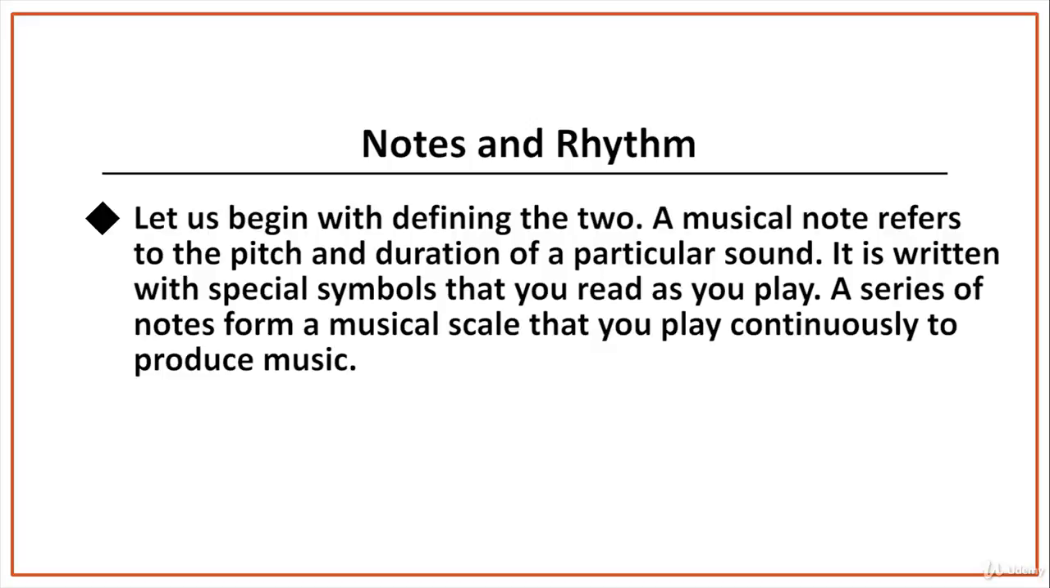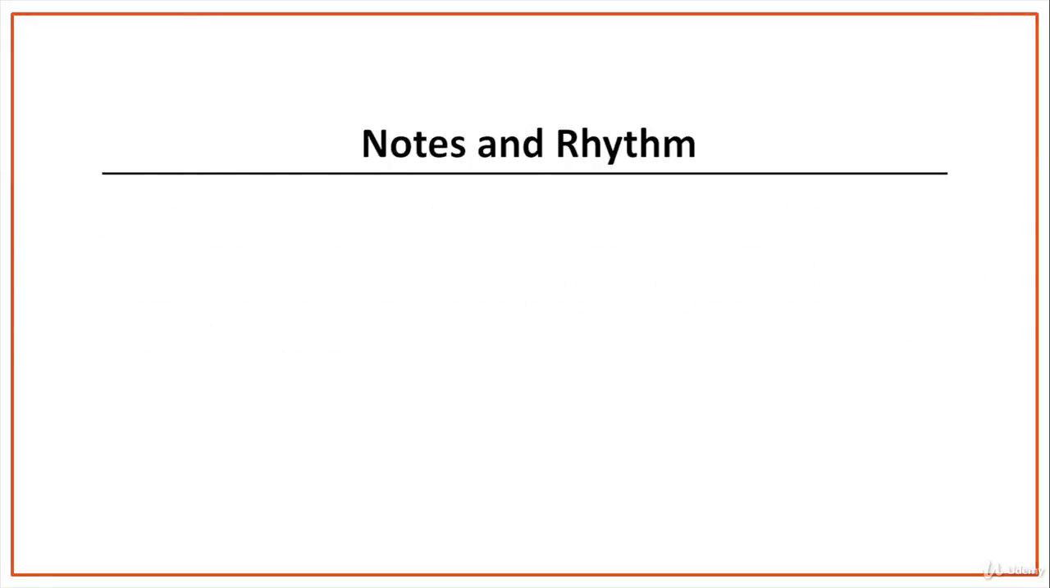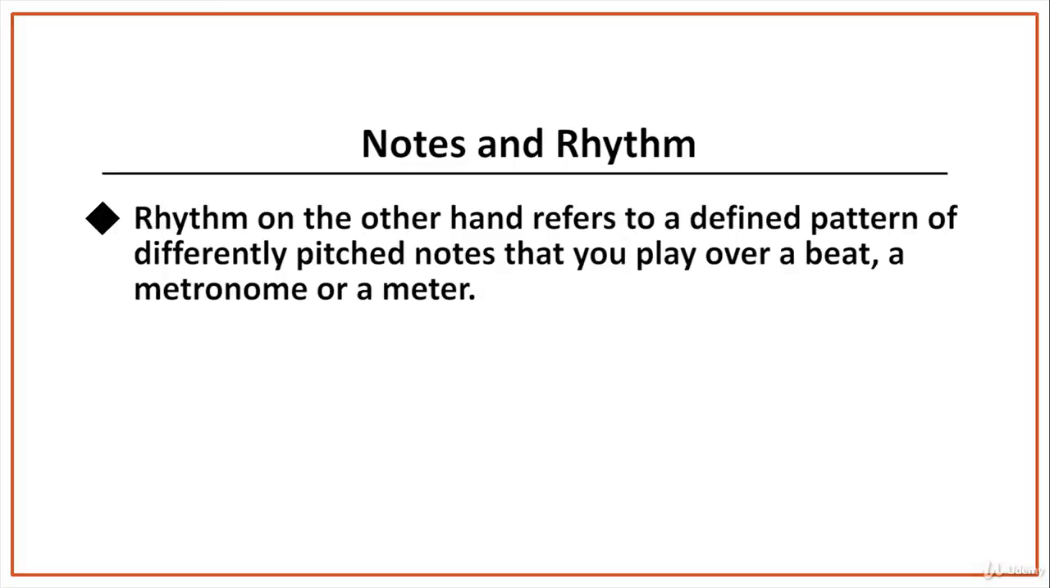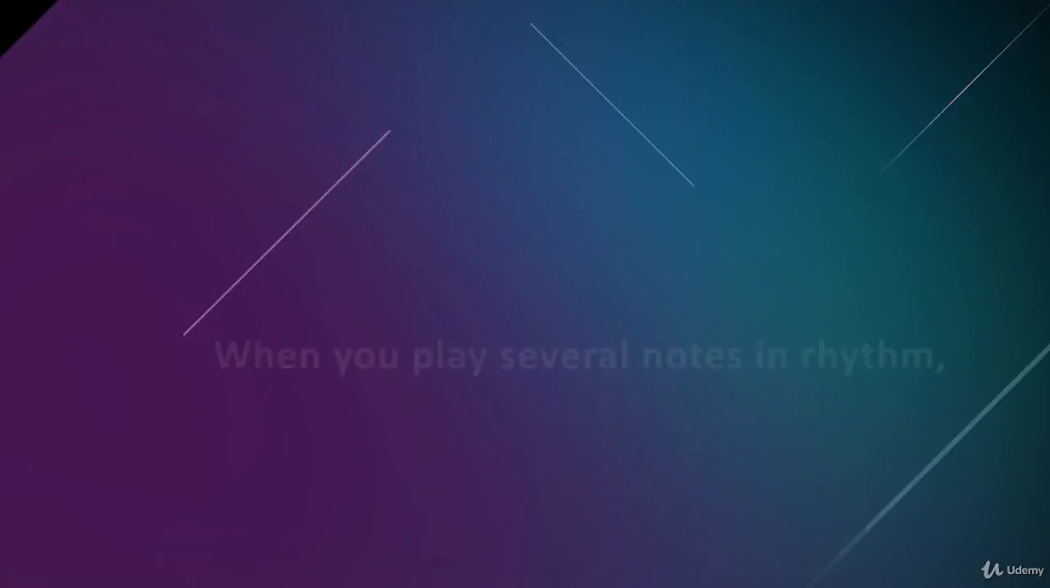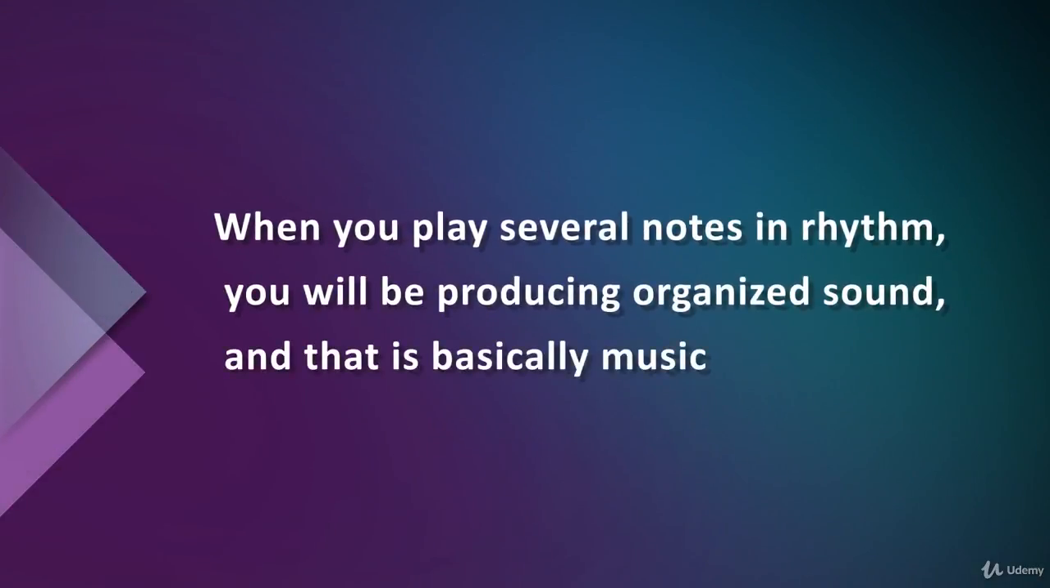A musical note refers to the pitch and duration of a particular sound. It is written with special symbols so that you read as you play. A series of notes from a musical scale that you play continuously produces music. Rhythm, on the other hand, refers to a defined pattern of differently pitched notes that you play over a beat, a metronome, or a meter. When you play several notes in rhythm, you will be producing organized sound, and that is basically music.